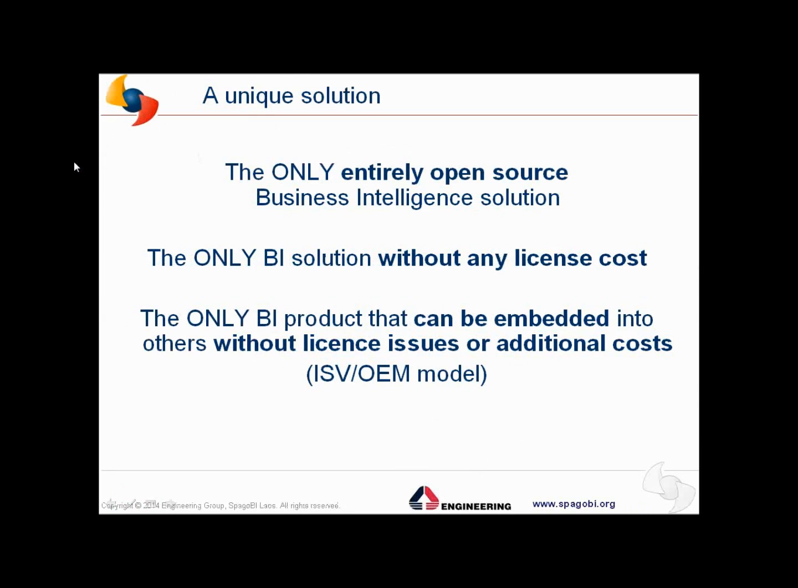Okay, but what is SpagoBI? You can read the answer in the slide. SpagoBI is the only entirely open source solution for business intelligence. The license of SpagoBI is Mozilla Public License version 2. So you can do whatever you want with SpagoBI. You can download it for free without filling any form. You can use it, change it, include it in your own solution and sell it.